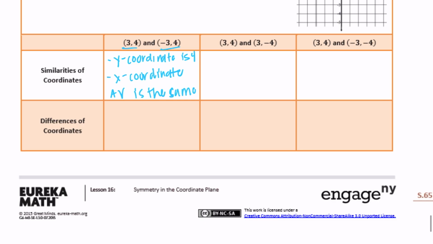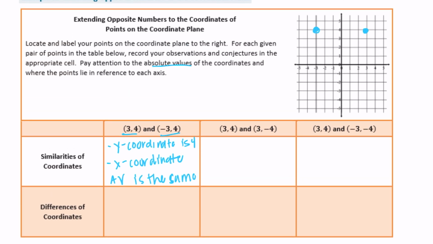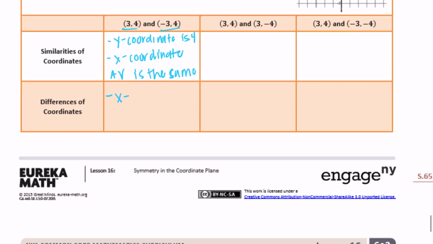Okay, differences of coordinates. There's not any difference between the y coordinates, they're both 4, and the difference between the x is that they're opposites. So let's just say x coordinates are opposites. I'm just going to start abbreviating.